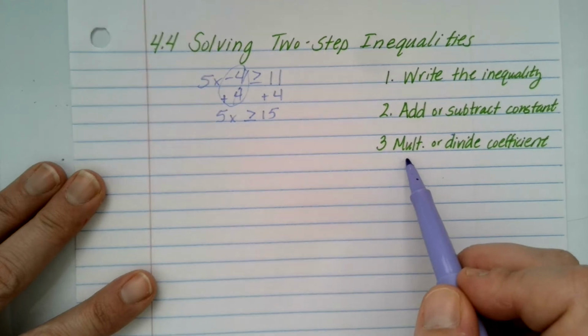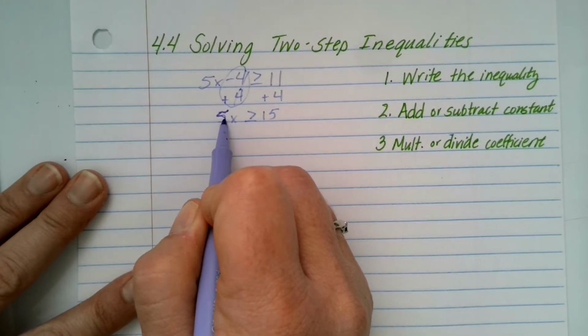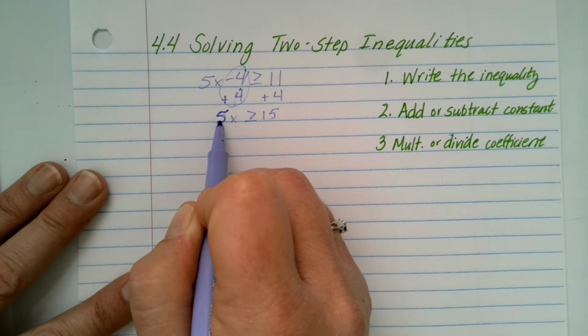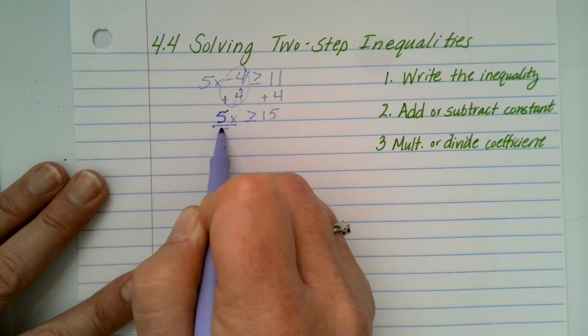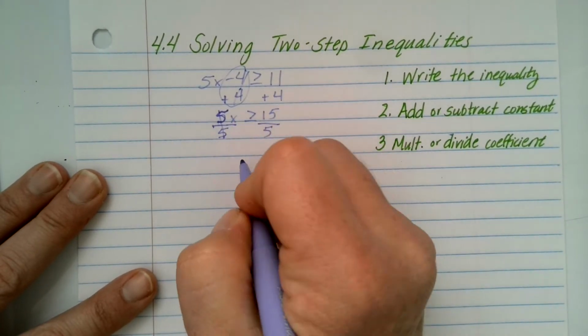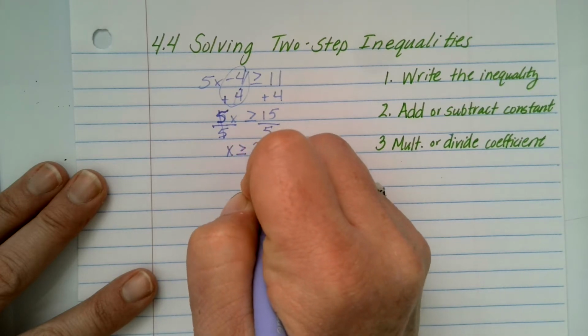So step number 3 is multiply or divide by the coefficient. Now this 5 here is our coefficient. It's the number out in front of the x that shows us we're multiplying x by 5. But we want to get x alone, so we're going to divide by that coefficient. Whatever you do to one side, you have to do to the other. That cancels out, and we're left with x is greater than or equal to 3.